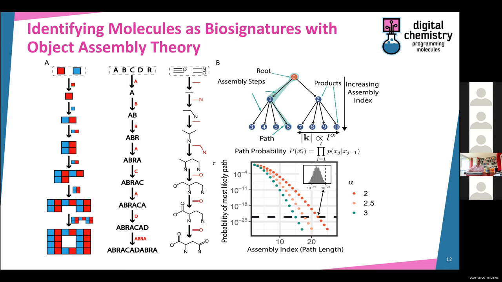So let's take a look at the example here with these blocks, adding them together. Or let's look at the text string, making the word abracadabra. Abracadabra has 11 letters. If you were going to take these letters and put them together one by one, you'd need to make 11 operations. But if you use assembly theory, you don't need 11 operations.